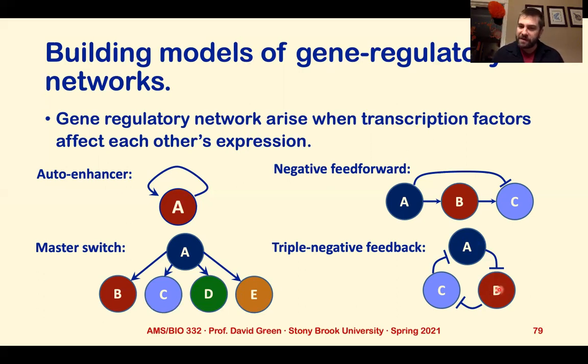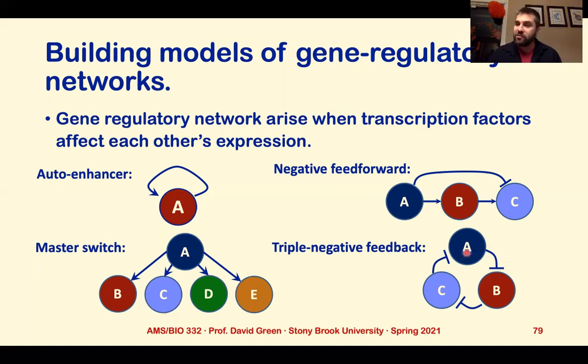But if B is low, B usually turns off C. So if B is low, then C will be high. But if C is high, it will turn off A. But we said A was high. So if A is high, it leads to A being low, right? We get this cycle, but there's going to be some delay in here. So we start off with A being high, and it leads back to A being low.